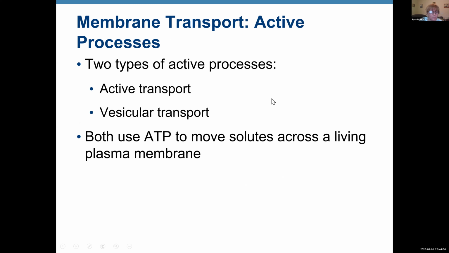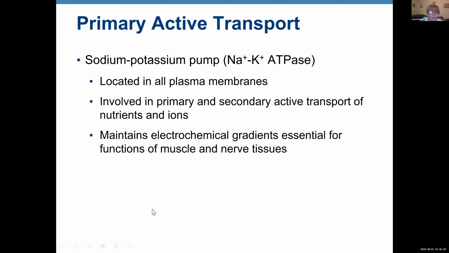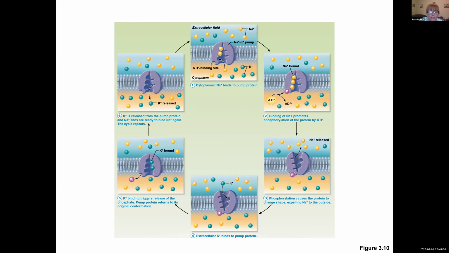Now, active transport. We have active transport and a specific type of active transport, vesicular transport. Both use ATP to move solutes across the living plasma membrane. Active transport requires carrier proteins that we call pumps, which move solute against the concentration gradient, and we have two types of active transport, primary active transport and secondary active transport. So let's look at the picture over here instead of just me reading the slide.